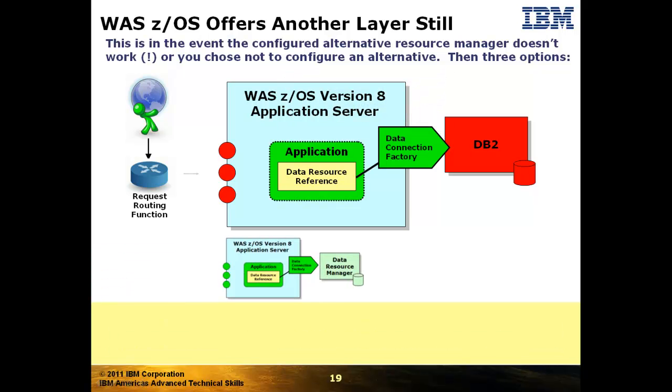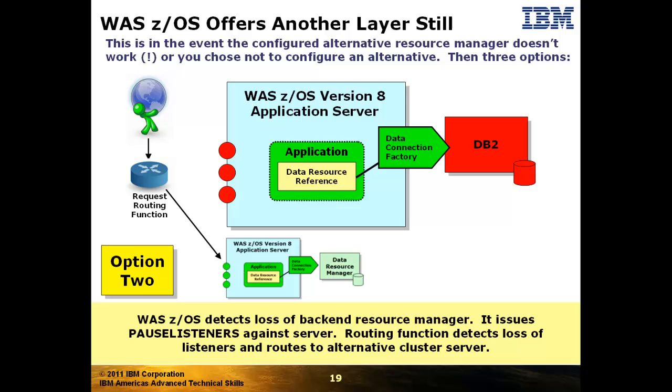The second alternative is to have WAS z/OS automatically issue the pause listeners command when it detects the loss of the connected DB2. When the listener ports are paused, front-end routing devices no longer see the server as eligible for routing. So if you have a clustered environment, the front-end router will begin routing to the other members in the cluster.